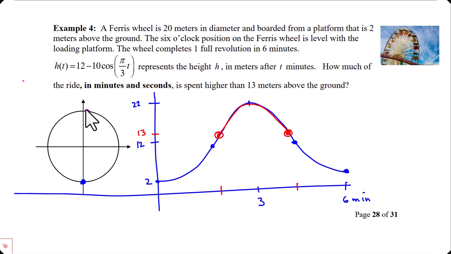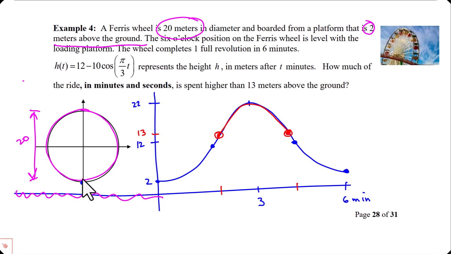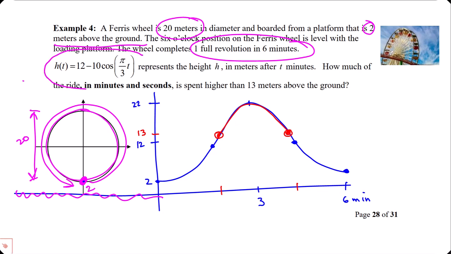So over here is our Ferris wheel. 20 meters in diameter. So from here to here is 20. Boarded from a platform that is 2 meters above the ground. So here's the ground. Here's where we get on the Ferris wheel, and here it's 2 meters. We're going to complete one revolution in 6 minutes. And they give us the equation.